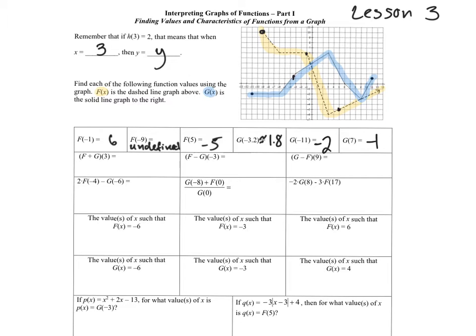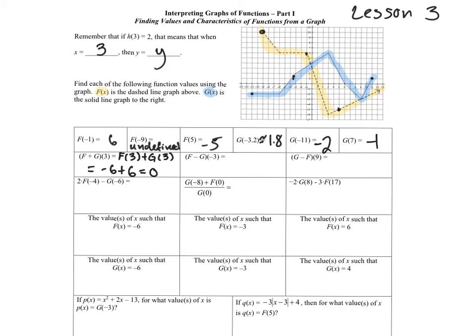Now, looking at the next one, we have the function of f plus the function of g when x is 3. We could rewrite this as f of 3 plus g of 3. Well, f of 3 is -6 and g of 3 is +6. So the sum is 0.